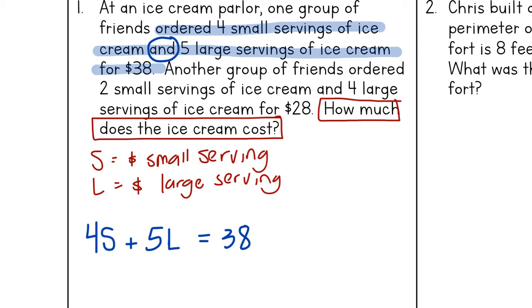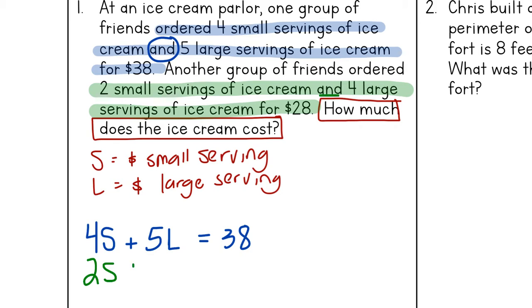Okay, second equation is going to be the second sentence. So another group of friends ordered 2 small servings of ice cream and 4 large servings of ice cream for $28. So again, just be careful when you're writing your equations. 2 small servings is going to be 2S.